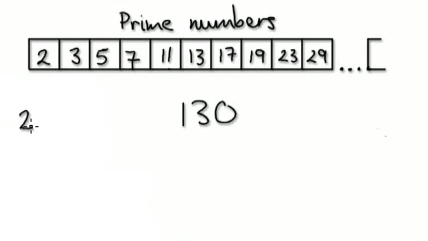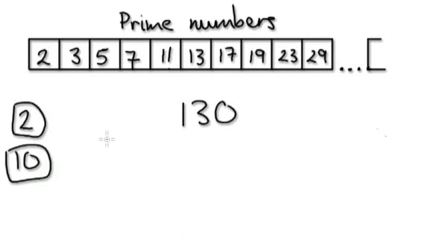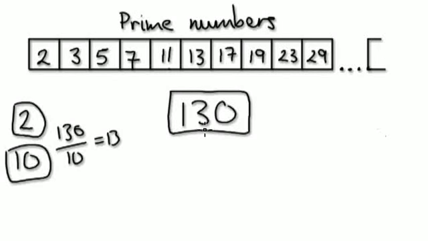So you know 2 would be a factor because 130 is an even number. If you divide it by 2, it will give you a whole number. Now you could say 10 is a factor because 130 divided by 10 is 13. Well, what other factors are there? To answer this question, it's best to break this number up as a product of primes.